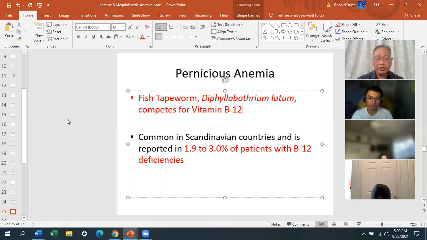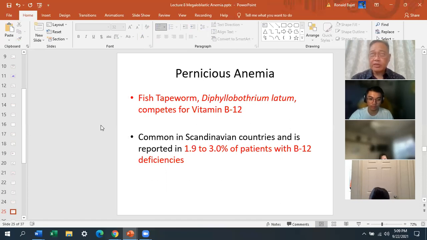There's another way to determine that you have a parasitic infection. One way you can detect a parasitic infection like a worm like this is that eosinophils will be increased. Whenever you have eosinophils increased, maybe like 10, 15 in that range, and you don't have asthma or anything, you can suspect that you have a parasitic infection. Okay, I'll get into that when we talk about eosinophils in the myeloid lecture. So the parasitic infection cause of vitamin B12 deficiency, again, is common in Scandinavian countries.